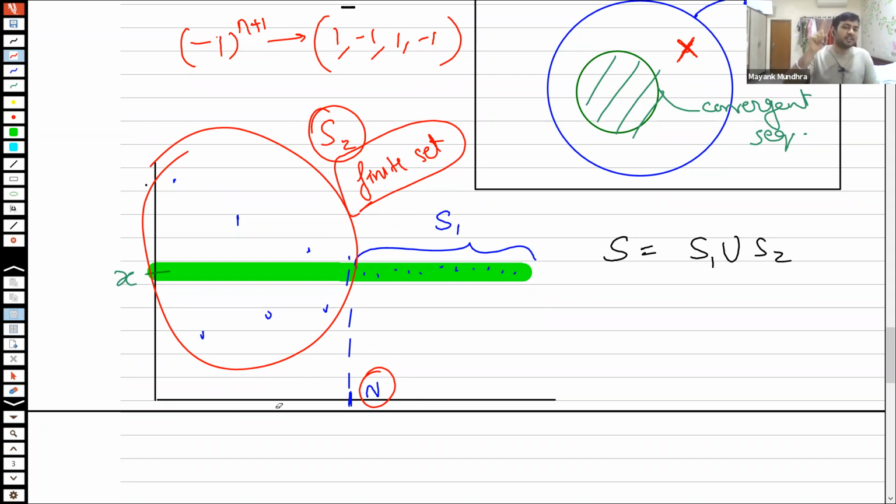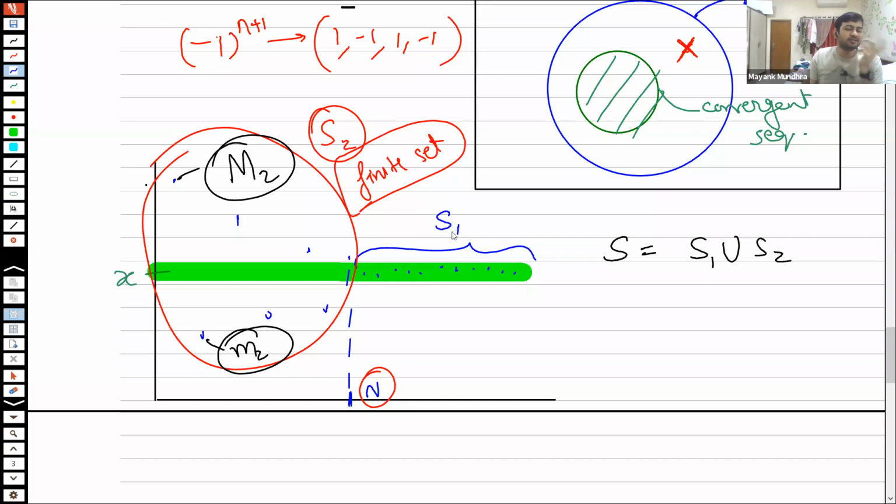Now, a finite set cannot go to infinity or negative infinity. It could be very large, but since the number of elements is finite, it can never keep on increasing or keep on decreasing. So maybe there's a maxima here, capital M2. Capital M2 is the maxima, small m2 is the minimum. So let's say capital M2 is the maxima of these finite numbers, and small m2 is the minima of these finite numbers.